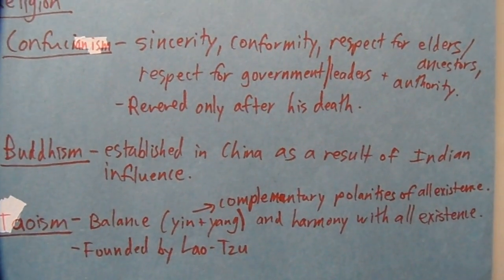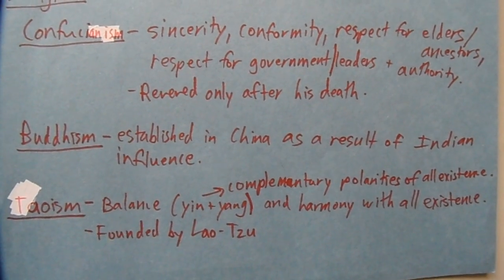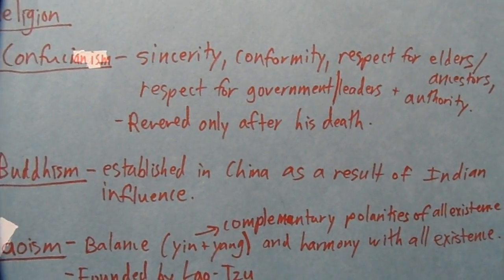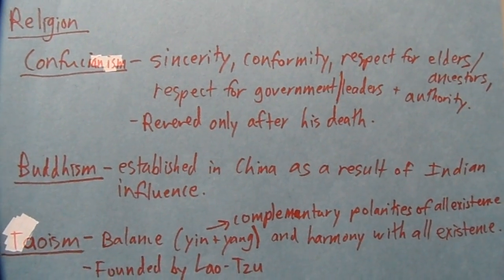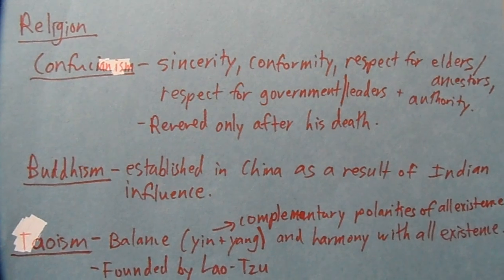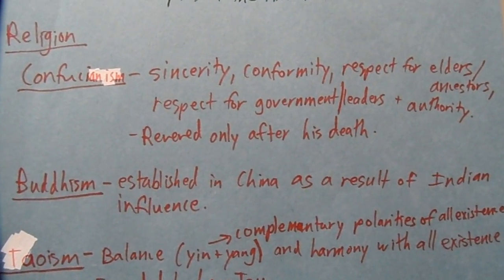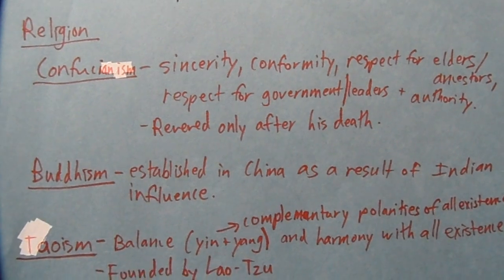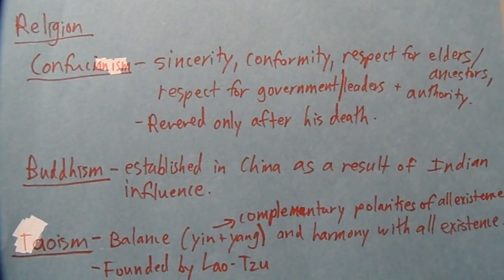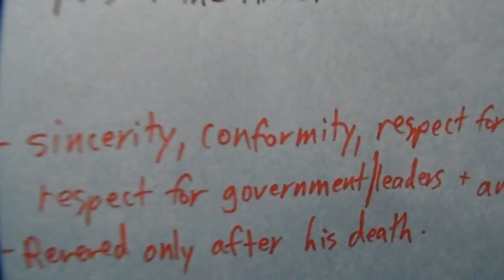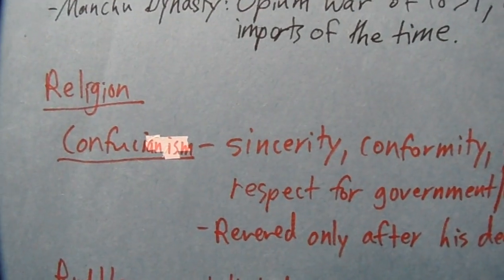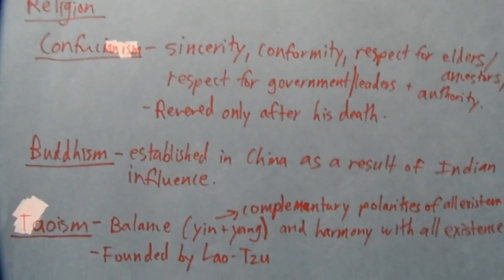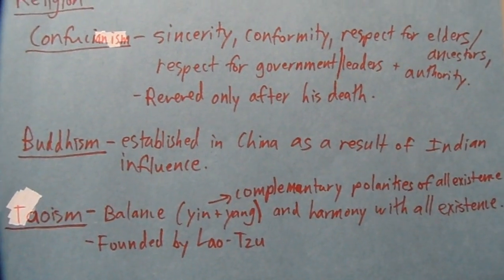So, Confucianism. They believe in sincerity, conformity, respect for elders and ancestors. So the idea behind this one was you have to respect the government and the leaders in authority. And it's almost like a conformity-based lifestyle. It's like just follow the rules, do what you're told, and you'll have the harmonious society. And this is also something which is still in China today. This is a very important part of Chinese thought and culture, which is the harmonious society. And actually, as you can see, I wrote revered only after his death. So during the life of Confucius, he was actually not respected, and I think his books were banned or burned or something like that. So it was only after his death that he took the status which he has today.